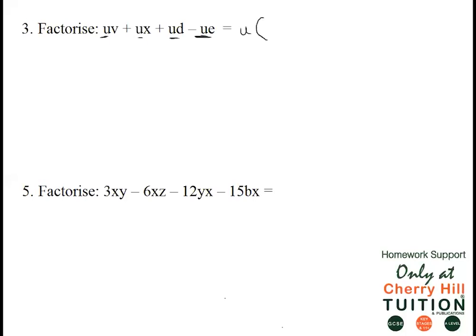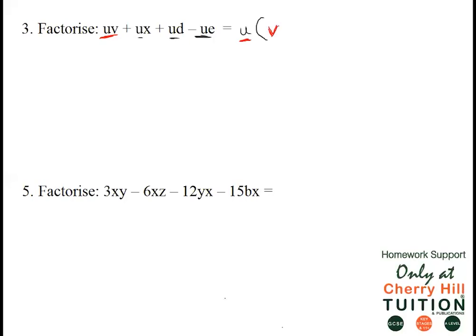Okay? Now, when it comes to what we put inside of the brackets, we need to look at each of the terms and check, what do we need to multiply u with to get those terms? So let's look at the first term. We have uv. What do we need to multiply u with to get uv? Hopefully you will realize that it is v, okay?